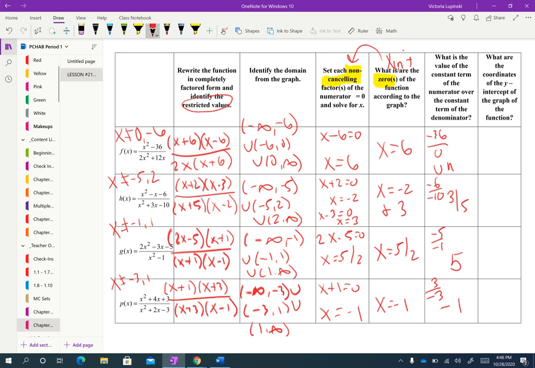When they ask you what are the coordinates of the y-intercept, hopefully you remember that you're going to set the x equal to 0. If you set all the x's equal to 0, all you're going to be left with is the constant on the top and the bottom. So really what you found in the previous column is giving you the y-intercept. For a value that's undefined, that means there is no y-intercept. The graph will never cross the y-axis. Whereas in the second one, you would have 0, 3/5, followed by 0, 5, and 0, -1.